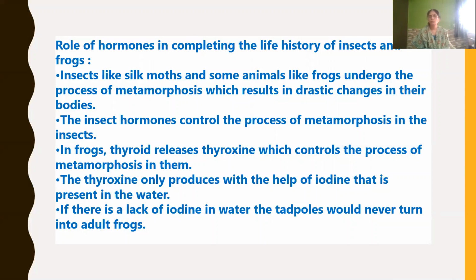So from this we understood that iodine is very important for the production of thyroxine. Thyroxine is a hormone produced by the thyroid gland, isn't it? If there is a lack of iodine in water, then the tadpoles would never turn into adult frogs. The change of tadpole to adult frog, where an entirely different drastic change occurs, is what we call metamorphosis in frog. So for the change of tadpole to frog, what is essential? Iodine in water is essential.